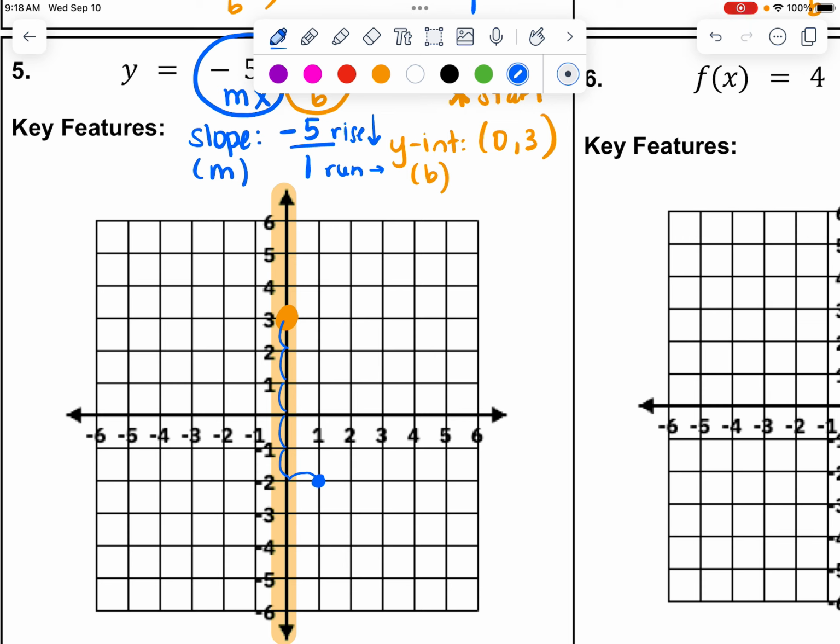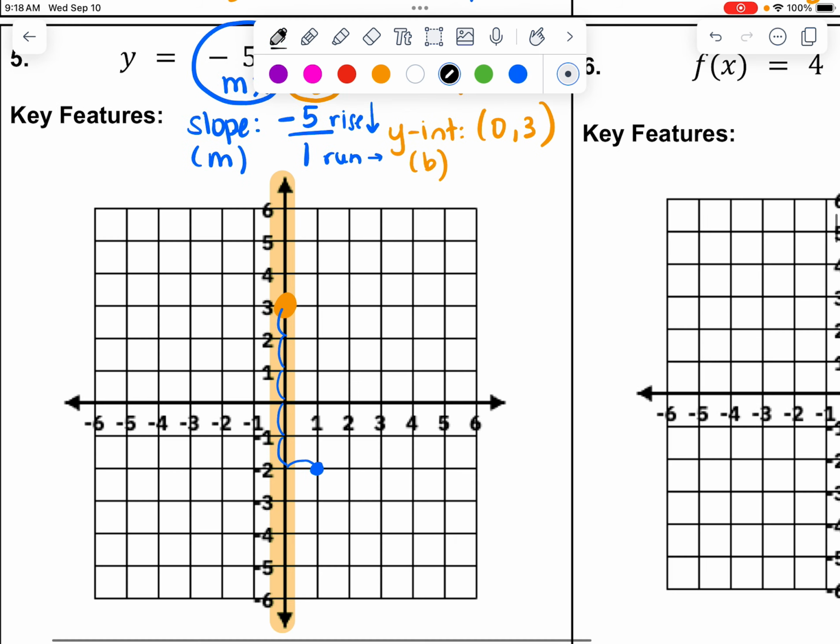Now I don't have room to do that again. If I count, I only have 4 more spaces, so there's not enough room to graph another point on this graph. Instead, I'm going to grab my edge of my ID or the edge of a piece of paper, and I'm going to draw a nice straight line through these 2 points.